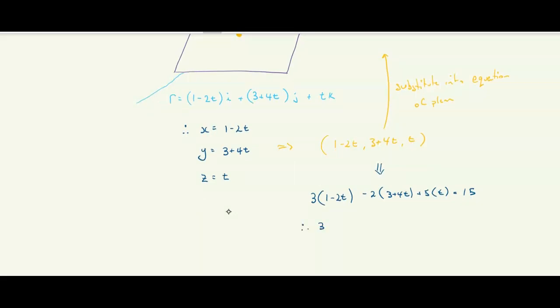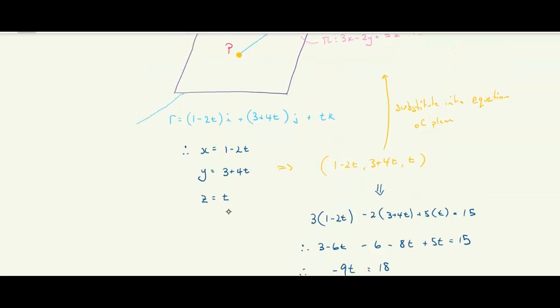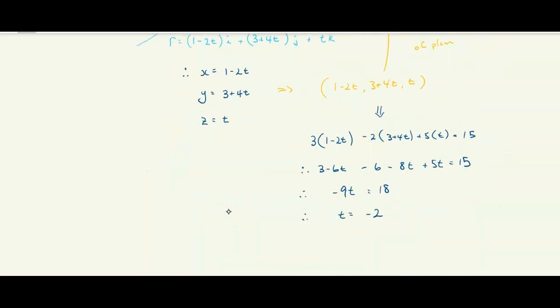So therefore 3 minus 6t minus 6 minus 8t plus 5t is equal to 15, and therefore we've got minus 14 plus 5, we've got minus 9t, we've got 3 minus 6, negative 3, so plus 18, so therefore t is equal to negative 2. When t equals negative 2, we have a point that sits on the plane.